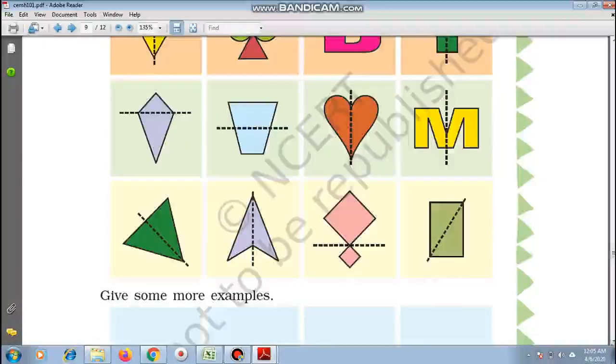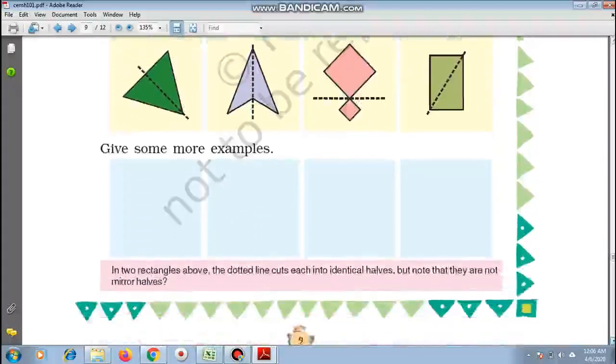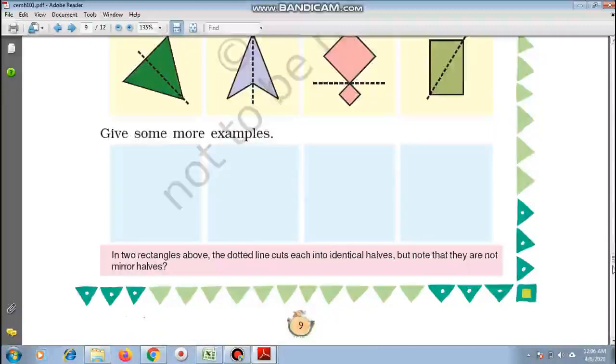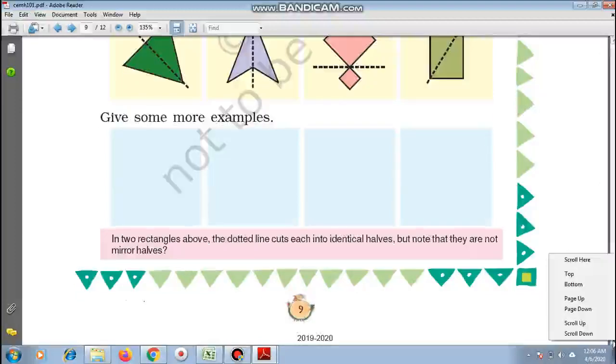Now they are asking you to give some more examples. Keep studying the textbook, children. We are also doing the textbook side by side with you.